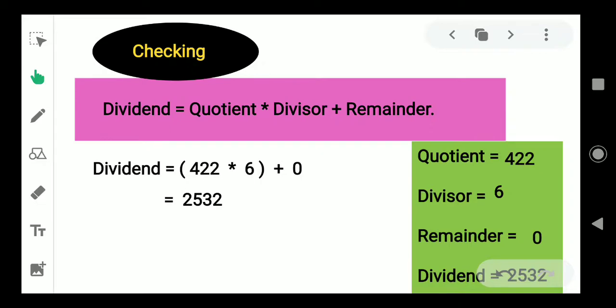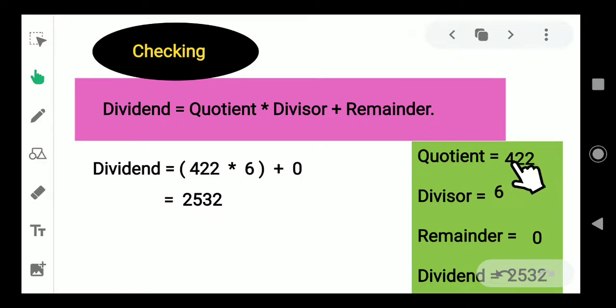If you didn't get the dividend, you must understand that the division you have done is wrong. If by doing this calculation you got the same dividend itself, your answer is right. Otherwise your answer is wrong. Let's see how this is done here.